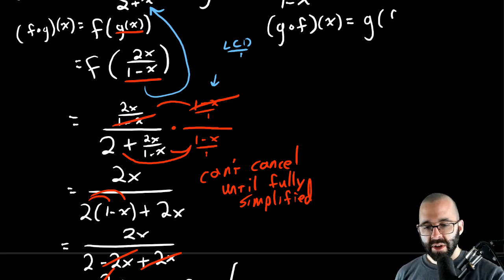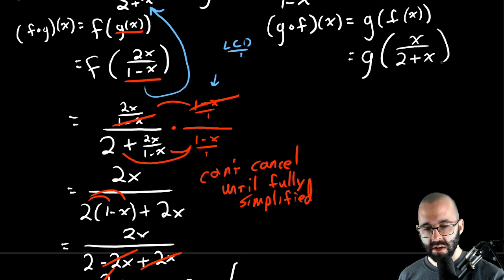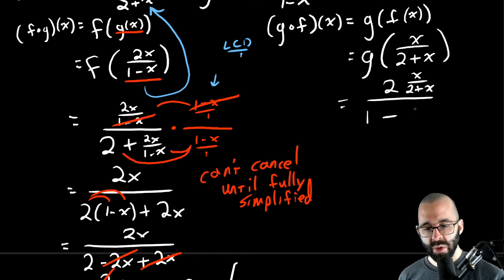The definition of function composition is g of f of x, and f of x is x over 2 plus x. Plug that into g. So g is 2x divided by 1 minus x. We're not using x's anymore, we're using this input, like so. And now we have to simplify it.